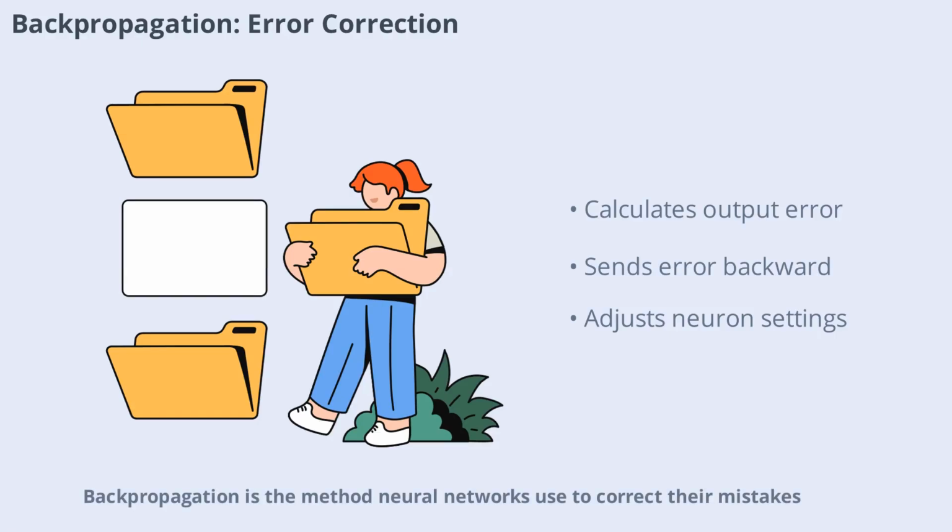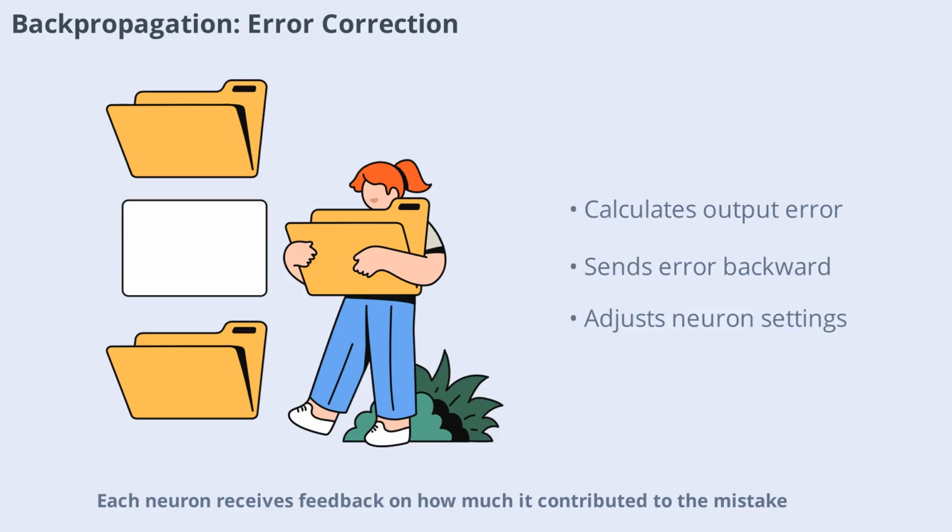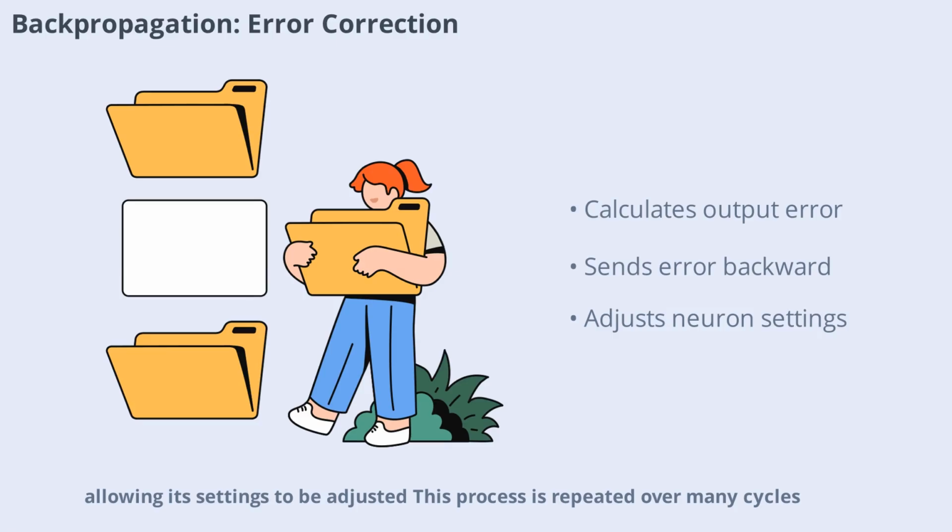Backpropagation is the method neural networks use to correct their mistakes. When the network makes a wrong prediction, it calculates the error at the output layer and sends that error backward through the network. Each neuron receives feedback on how much it contributed to the mistake, allowing its settings to be adjusted. This process is repeated over many cycles, gradually improving the network's accuracy. Backpropagation is the backbone of neural network training, ensuring that each layer learns from its errors.